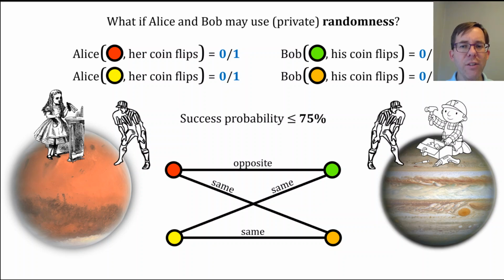And actually, instead of directly showing you why that's true, what I'm going to do is be even more easy on Alice and Bob, give them even more potential power, and show that with even this more latitude, they still cannot succeed with probability more than 75%. Okay? And what is this additional latitude that I'm going to allow them?